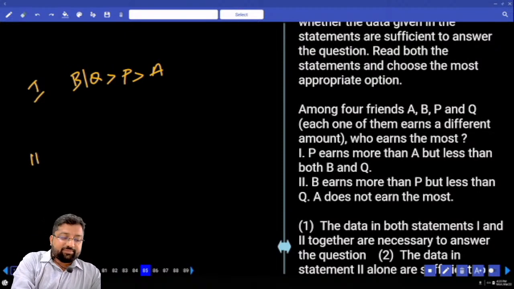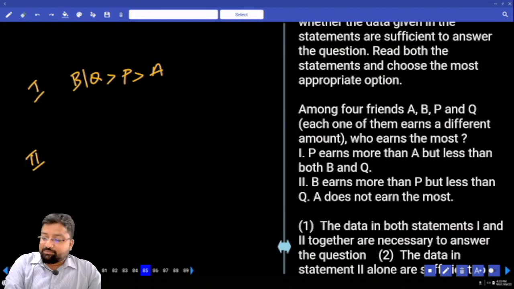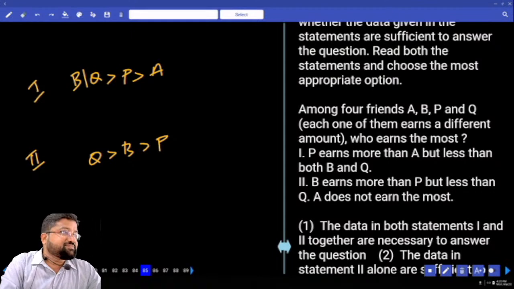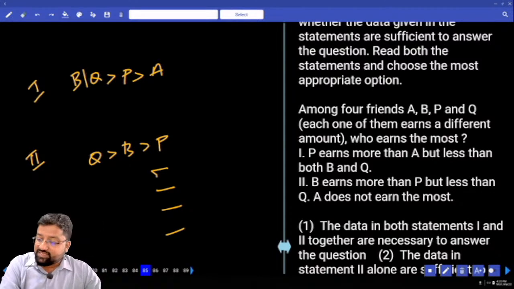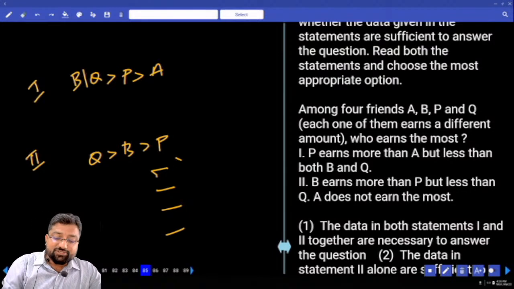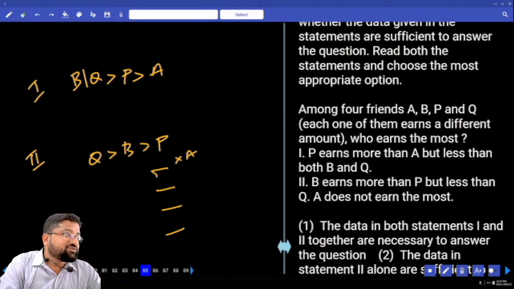I'm going with 2 separately. I didn't get the answer from 1. B earns more than P but less than Q. Okay? How many places? 4 places. And then it says A does not earn the most. When A is not in the first place, then there is only one option. B has to be in the first place.